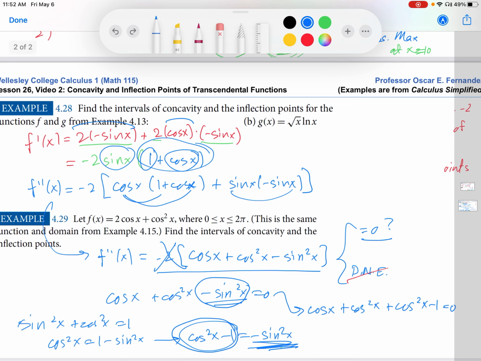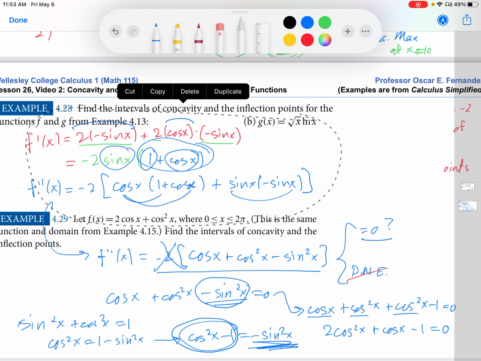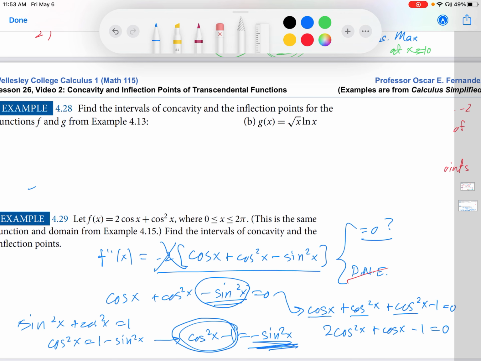Awesome. And so now we've accomplished our short-term objective. We have 2 cosine squared x plus cosine x minus 1 equals 0. You might say, I don't really see how this makes life easier. And I would say, yeah, that's fair. But let's do one more thing here. Let's think creatively about the equation that we're looking at now.